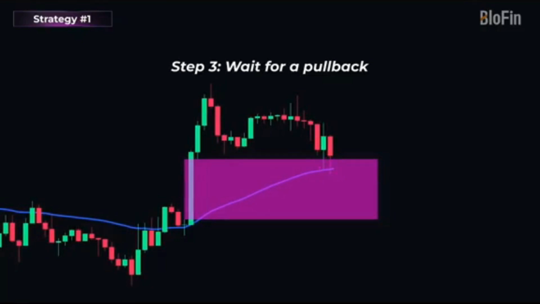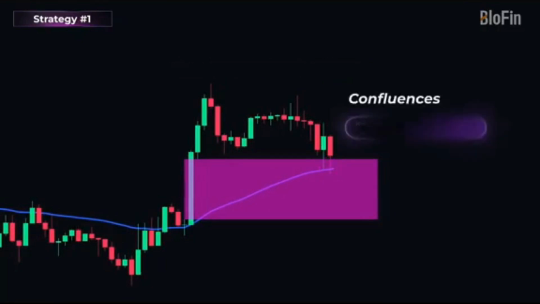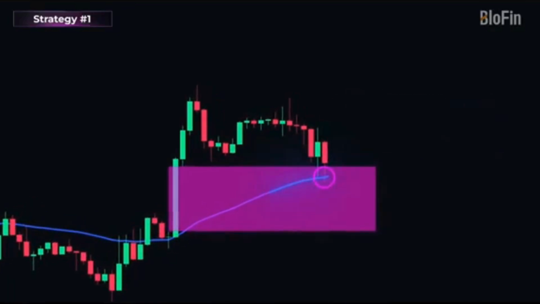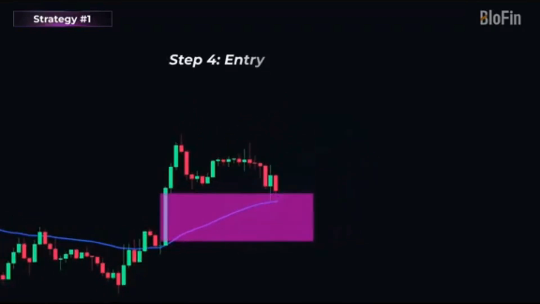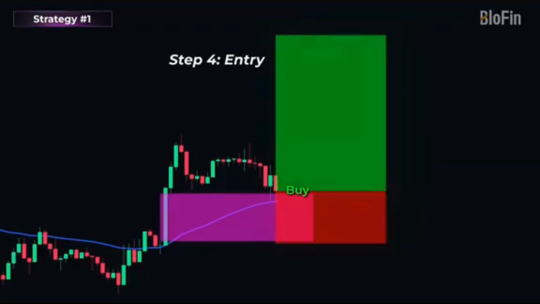Now, ideally, we also want to see some confluences here, which simply means that there must be other factors confirming the setup besides the fair value gap alone. In this case, we can see that price is also sitting on the 50 EMA, acting as a support level. This gives us extra confirmation that it will likely bounce from this area. From here, we can enter a long trade, with our stop loss placed just below the fair value gap and our take profit set at 3 times the risk. As you can see, price bounces perfectly and hits our take profit target.